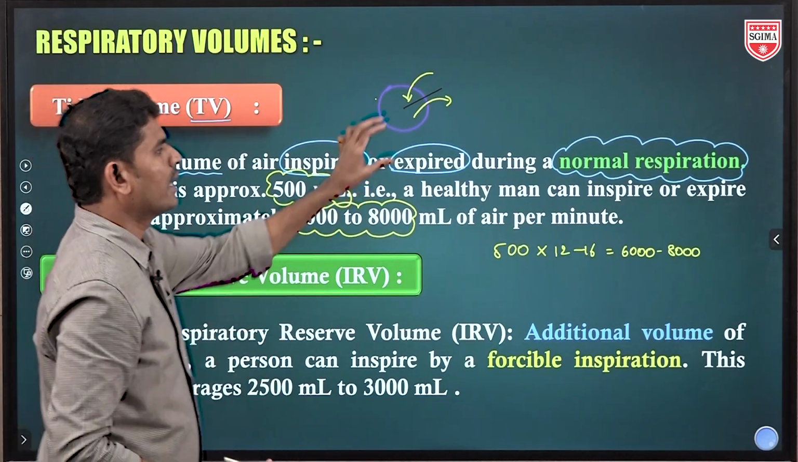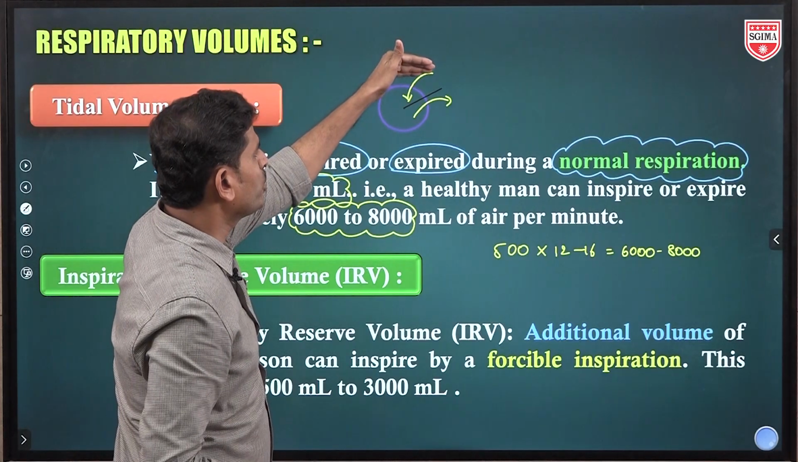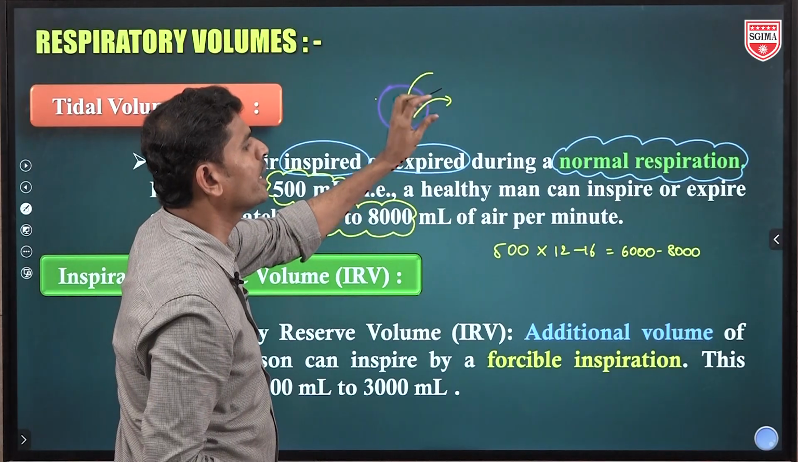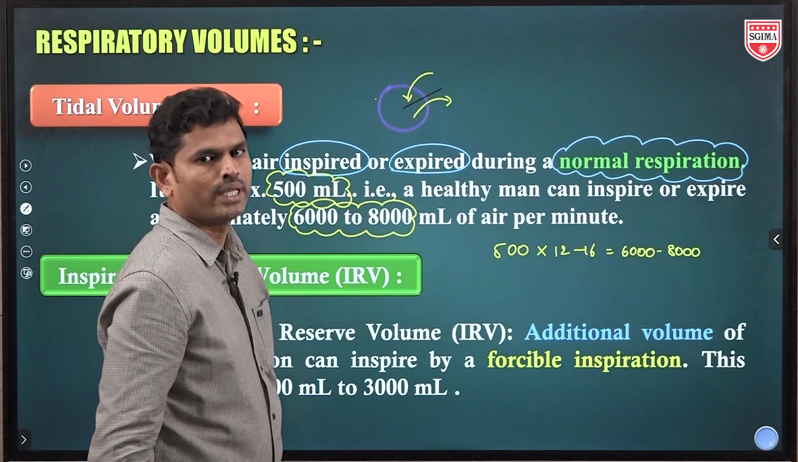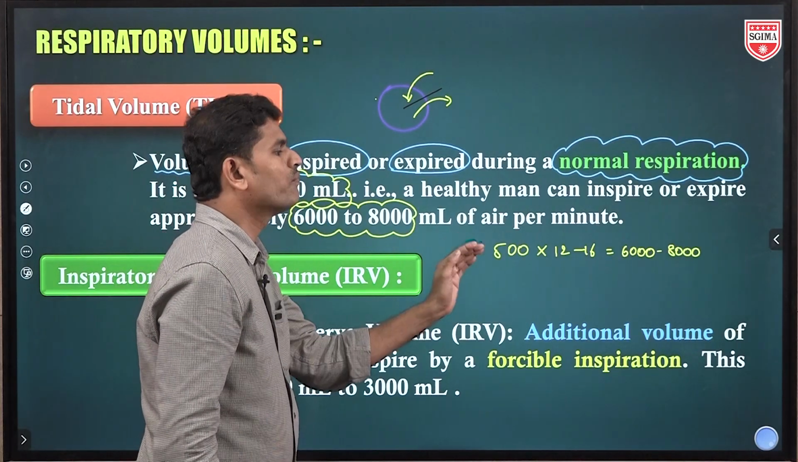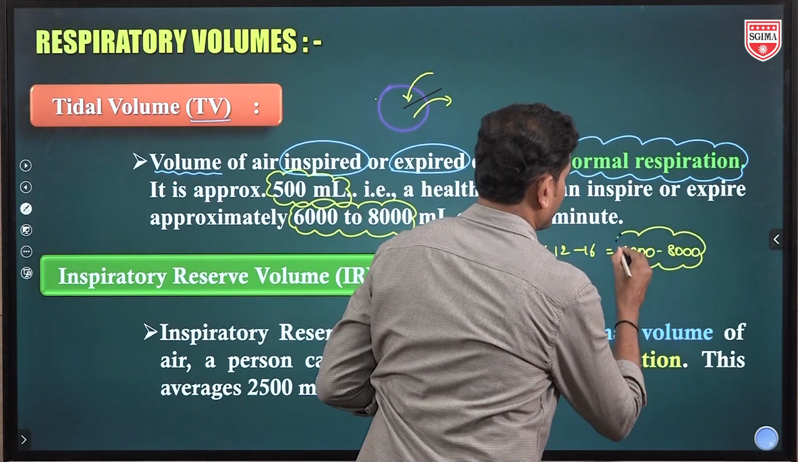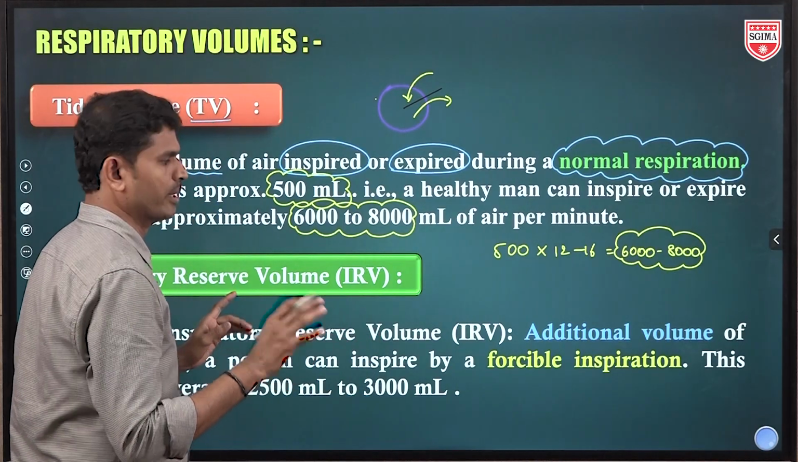It is nothing but the organism under normal conditions breathing in or breathing out. Any one volume we can consider as tidal volume. Its value is 500 ml per one time, and per minute it is 6,000 to 8,000 ml. We have to remember these volumes, the numerical data, compulsorily.